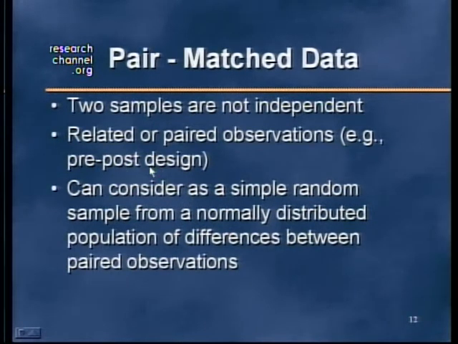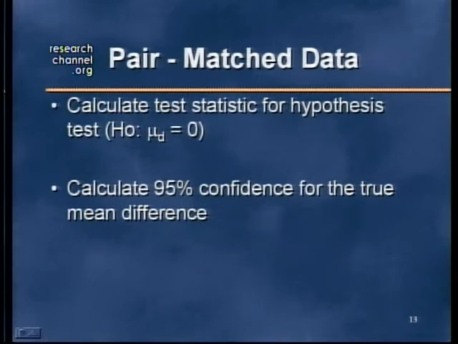So what we're going to see is that when we have two samples that are not independent, when they're related, we can think of this as a simple random sample from a population of differences of paired observations. So let's look at an example to make some sense of this. We'll be setting up a test statistic for a hypothesis that the mean difference equals 0, and then we'll set up a 95% confidence interval for the true mean difference in paired observations.